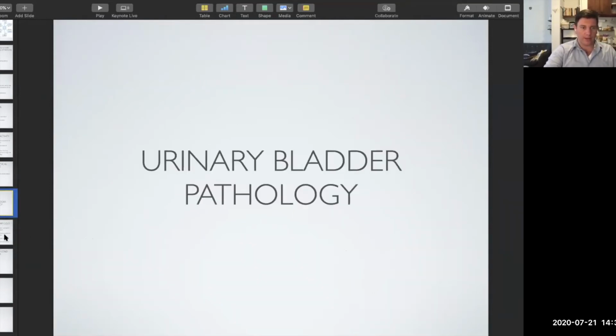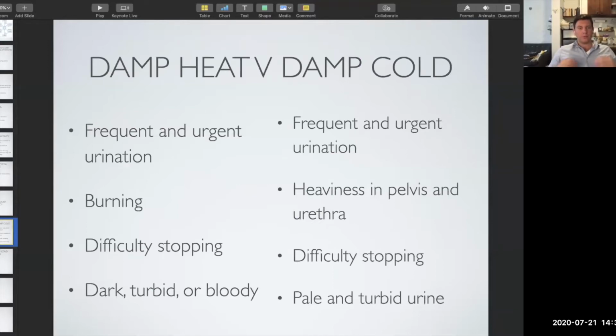Okay, urinary bladder pathology. We tend towards dampness, and then it's going to be hot or cold. If we're looking at damp heat, both of these have frequent and urgent urination. Either way, the person suddenly has to go and has to go badly. If it's damp heat, then the urine is going to tend to burn a little bit as it comes out. That doesn't necessarily mean they have a UTI, just a sensation of heat locally in the urethra.